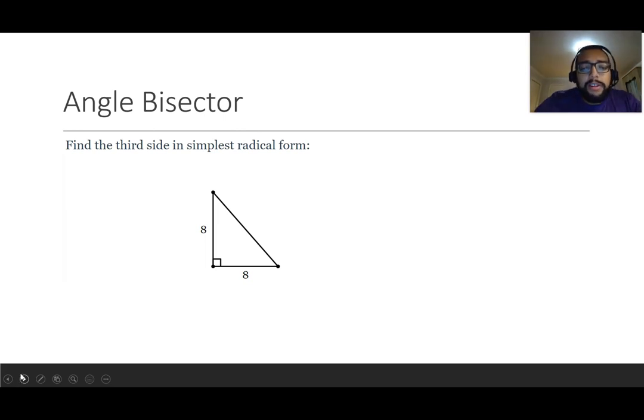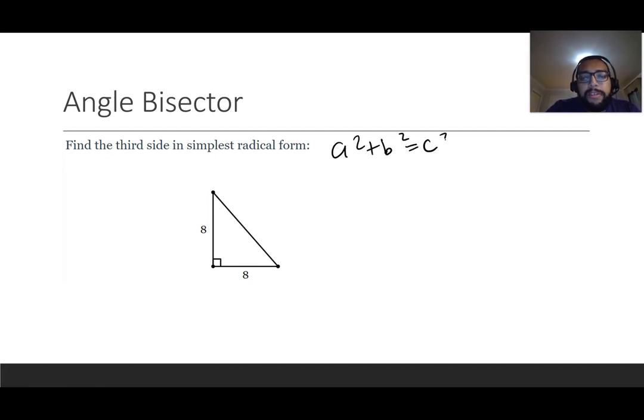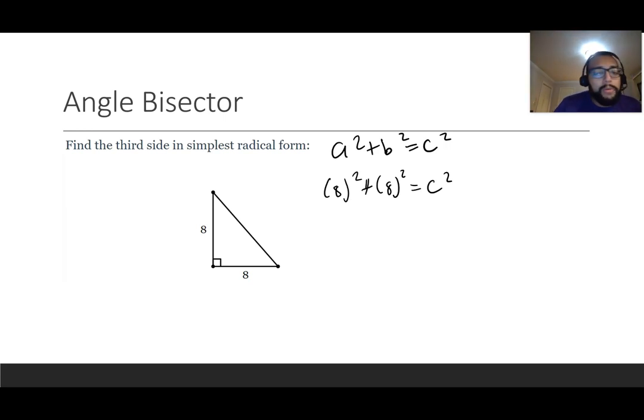So here, if you forgot, a squared plus b squared equals c squared. Now, c is always the side that's across from your 90-degree angle. It's called the hypotenuse, and it's always your longest side. So in this case, I actually don't know what c is. And a and b are your legs. Doesn't really matter which is which for your legs.